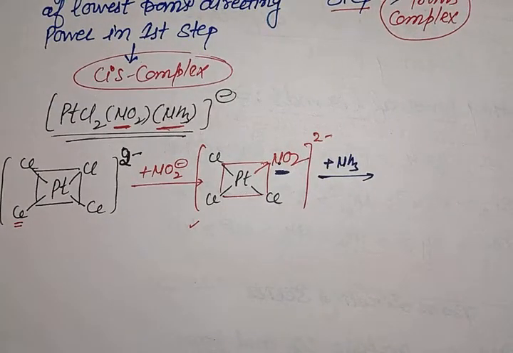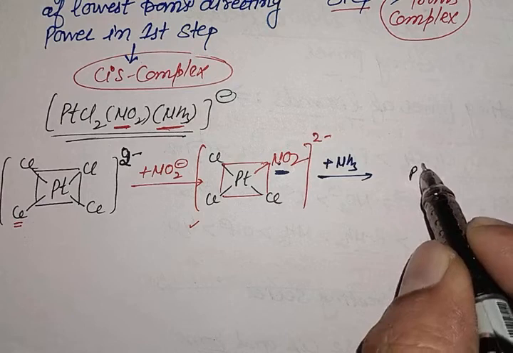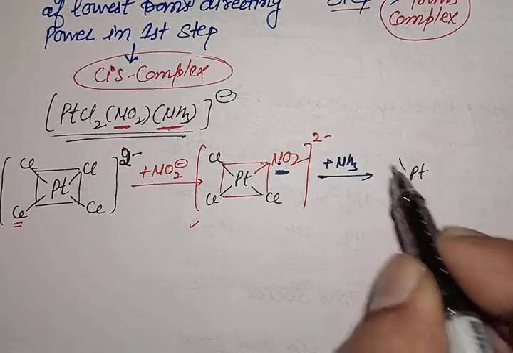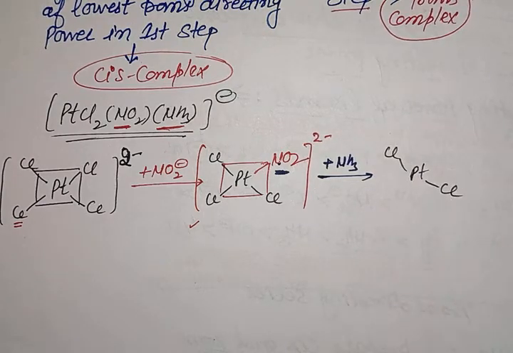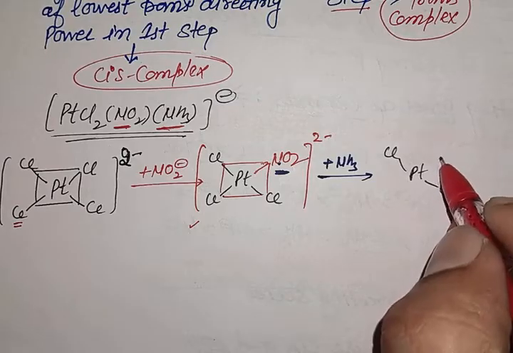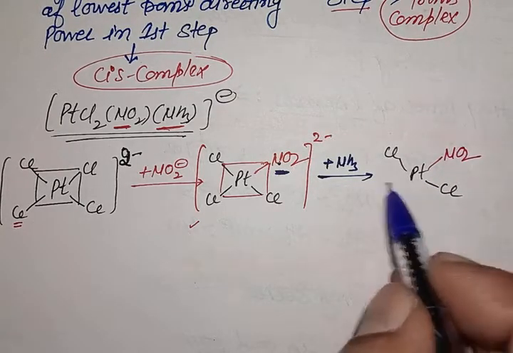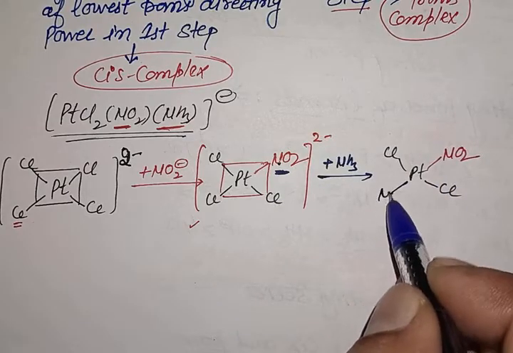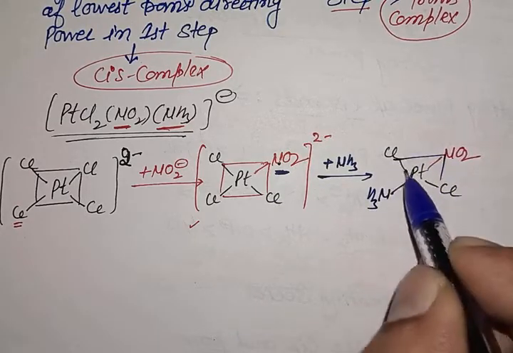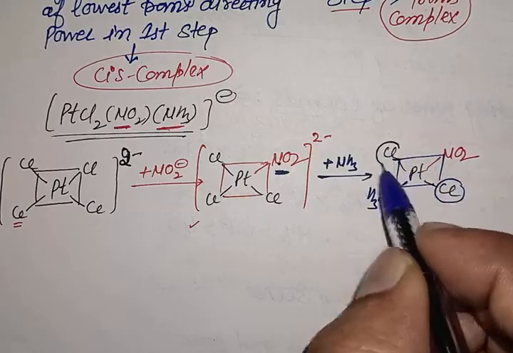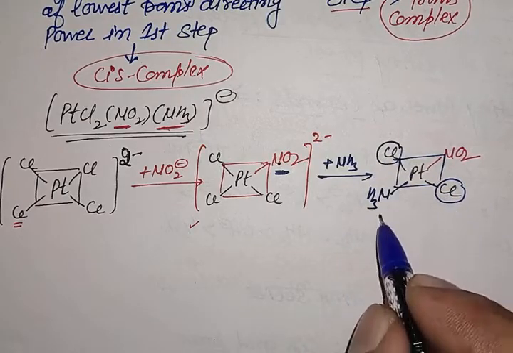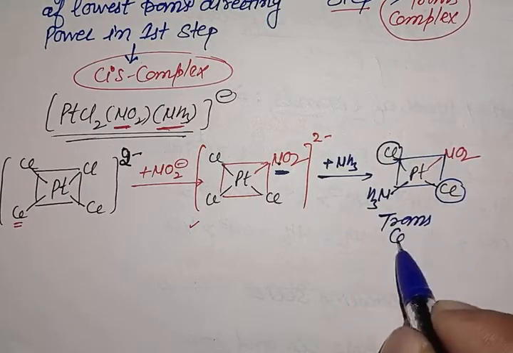So the new complex will form: Pt, here Cl, this is Cl, and this NO2 is present at the same position. The incoming NH3 will occupy the trans position to this NO2, and because these two similar Cl ligands are trans to each other, this complex is the trans complex.